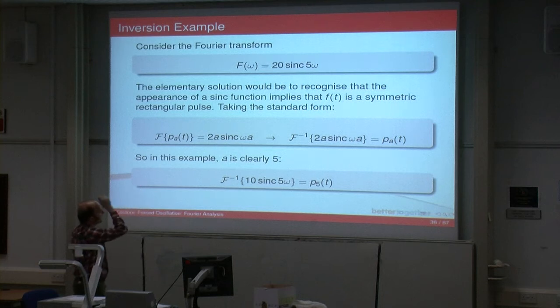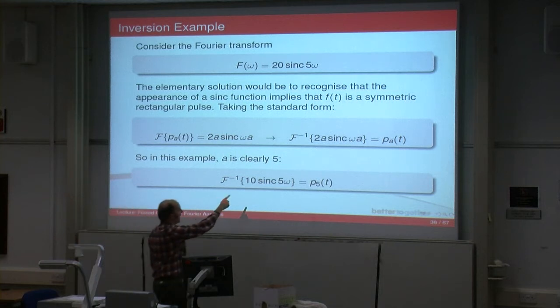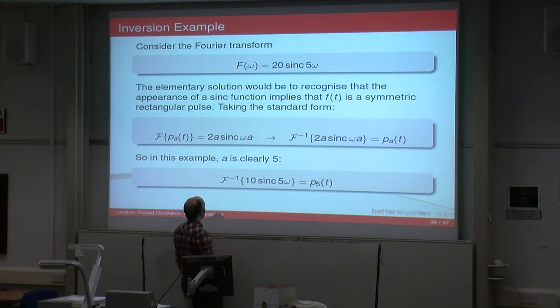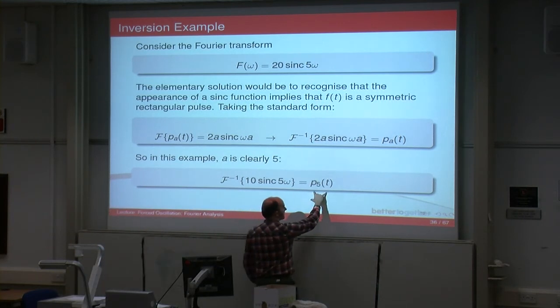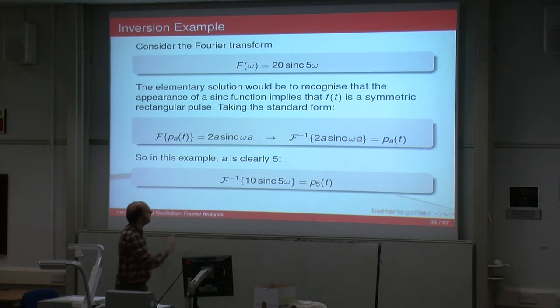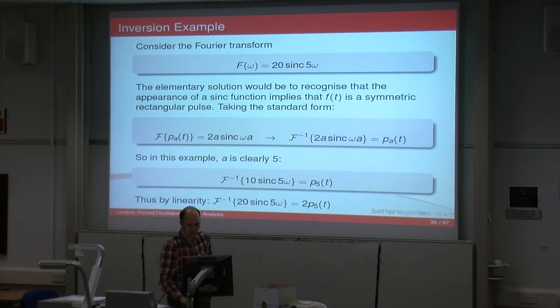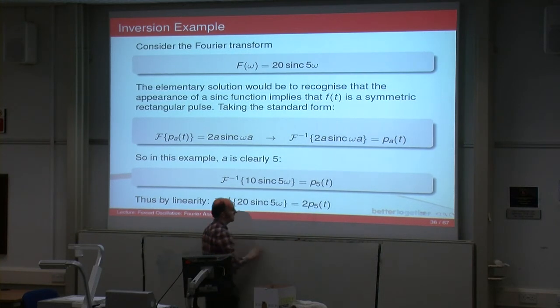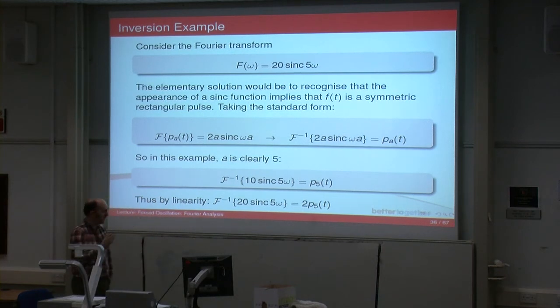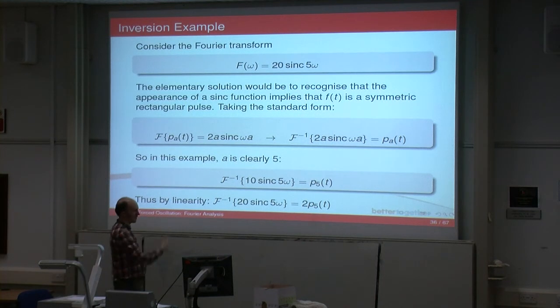So we've got 20 times sinc 5 omega. So a is 5, therefore 2a is 10. A is clearly 5, so we've got 10 sinc 5 omega. That equals p5(t). But the thing is we've got 20 sinc, so essentially that's going to be 2 times p5(t). So the inverse Fourier transform of this function is going to be 2 p5(t), because we know that 10 sinc 5 omega is p5(t), a pulse of width 10. A is 5, and obviously 20 is going to be 2 times that, so that's where that comes from.